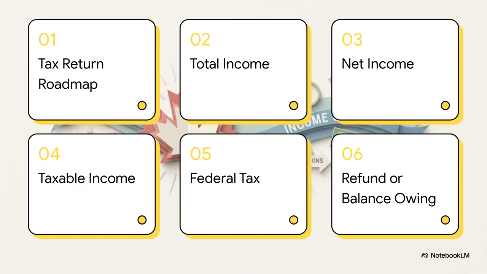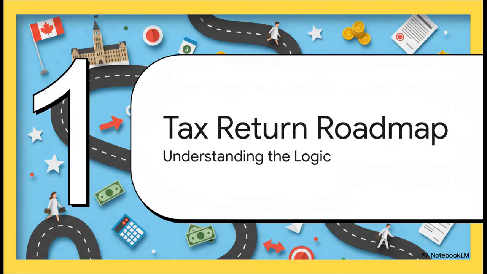Okay, so here's our plan for today. First, we'll look at the big picture, the roadmap of the return. Then, we'll start where it all begins, total income. After that, we'll see how it gets refined down to net income, and then even further to taxable income. Next up is the actual calculation of federal tax. And finally, we'll get to the bottom line, whether you get a refund or owe some money. All right, let's jump right in with our first section, the tax return roadmap.